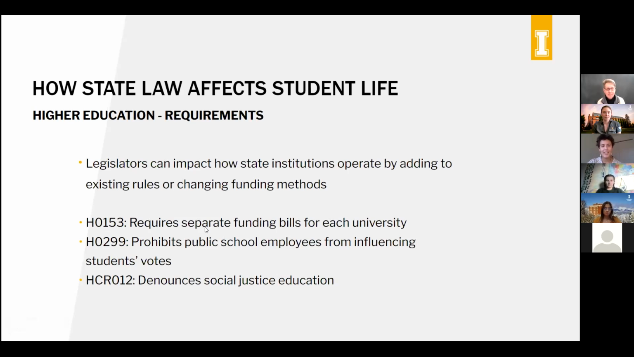House Bill 299 prohibits public school employees, including public university employees, from influencing students' votes or offering extra credit for students to vote. So this is a bit of a controversial bill. I'll admit I was against this bill when I first heard about it, but after I read some more, researched some more, and I actually read the Attorney General's opinion on it.